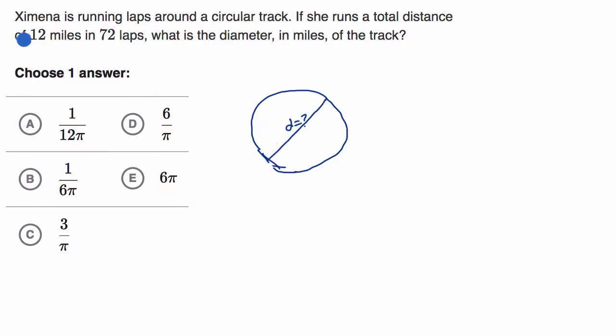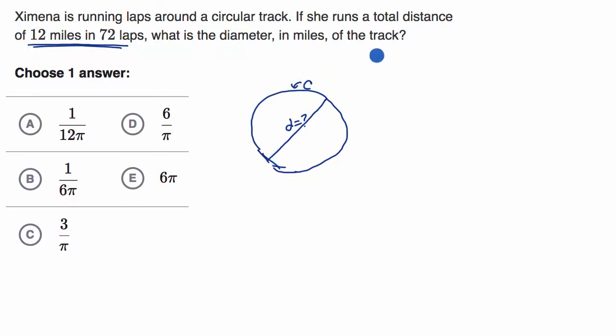And they give us some other information. She runs a total of 12 miles in 72 laps. So we should be able to use this to figure out what is the circumference of the circle. The circumference of the circle would be how many miles she runs in one lap. So if we're able to figure out the circumference of the circle, then we can figure out the diameter from that. How do we do that?